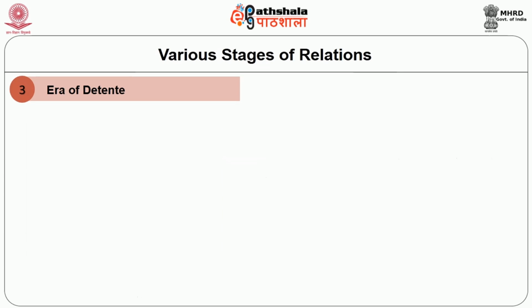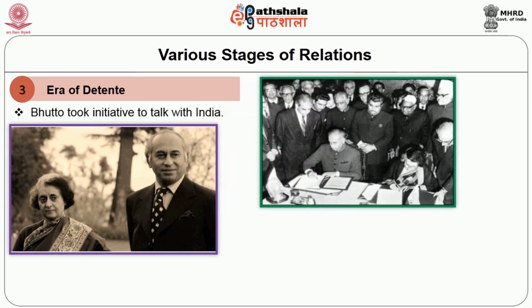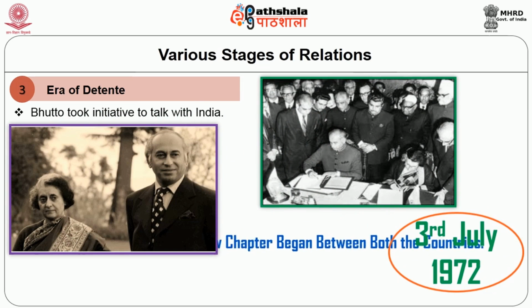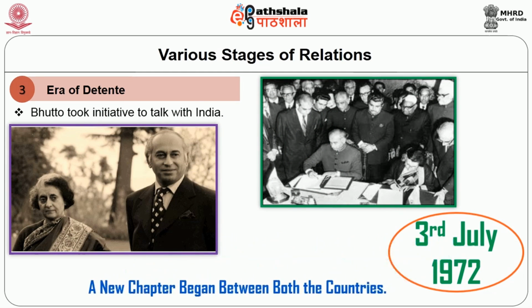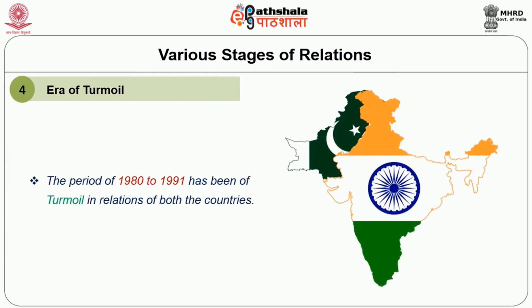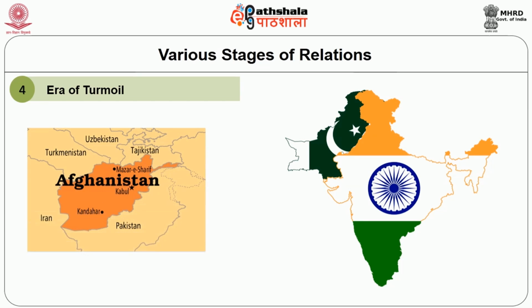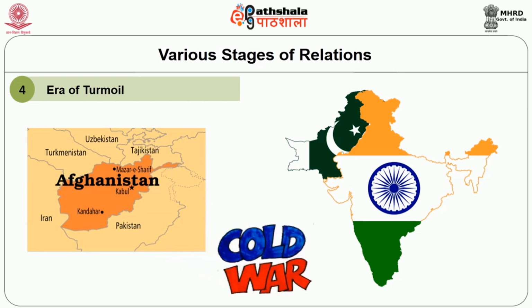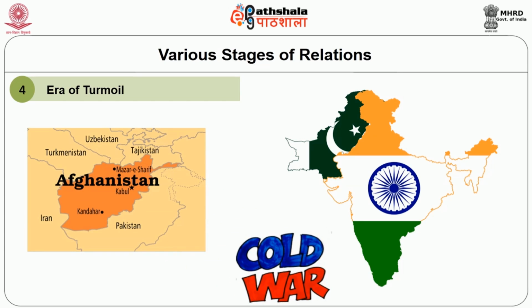Keeping in view the above changed circumstances, Bhutto took the initiative to talk with India. Consequently, Bhutto and Indira Gandhi signed the Shimla Agreement on 3rd July 1972, through which a new chapter began between both the countries. Era of turmoil. The period of 1980 to 1991 has been one of turmoil in the relations of both the countries. The interference of the Soviet Union in Afghanistan not only ignited the era of a new Cold War, but also caused the birth of new equations in the relations of South Asian nations. The relations of both got tense again.